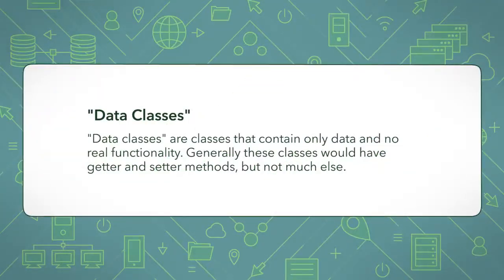On the contrary, having too small of a class is also an issue. These are often data classes. Data classes are classes that contain only data and no real functionality. Generally, these classes would have getter and setter methods, but not much else. An example of a data class would be a 2D point class that simply contains x and y coordinates.